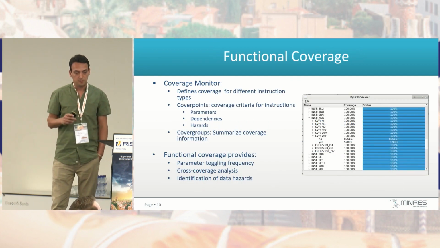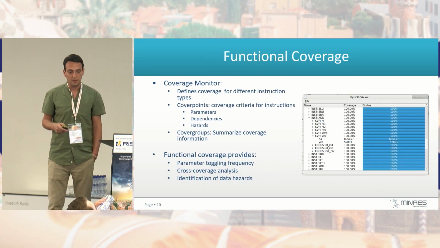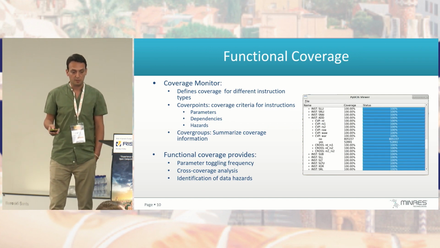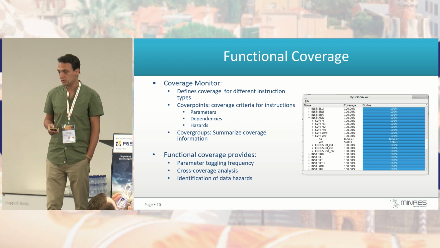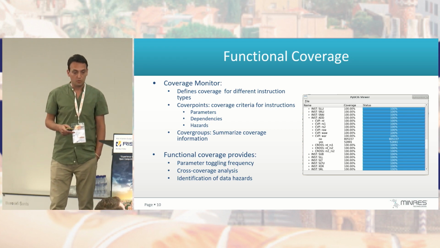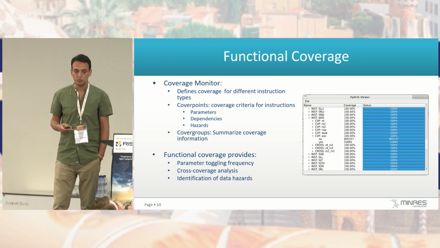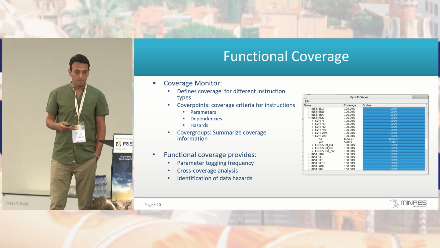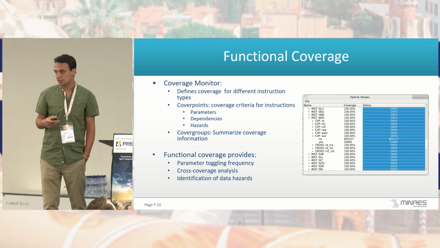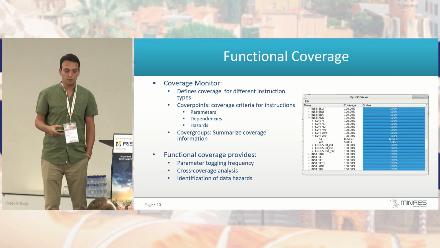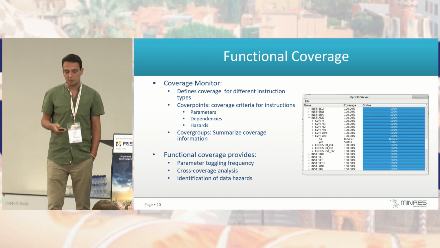The functional coverage monitor collects and reports coverage information using cover points and cover groups. So a cover point describes how the coverage should be collected for a particular instruction type, and cover groups summarize the information from different cover points.